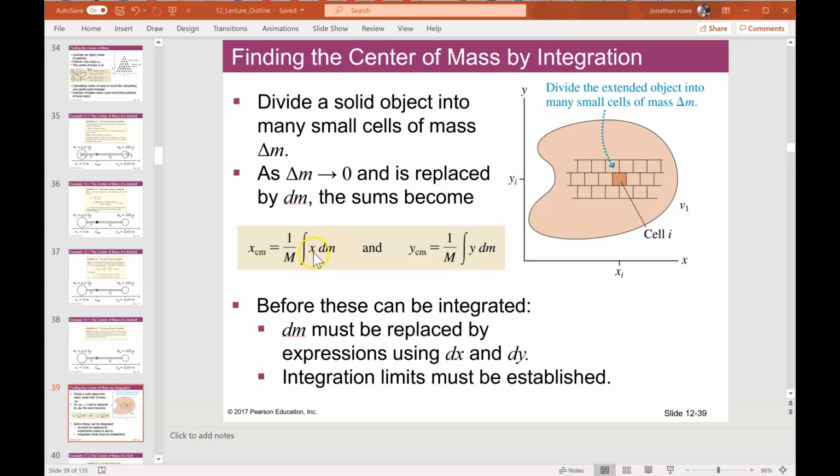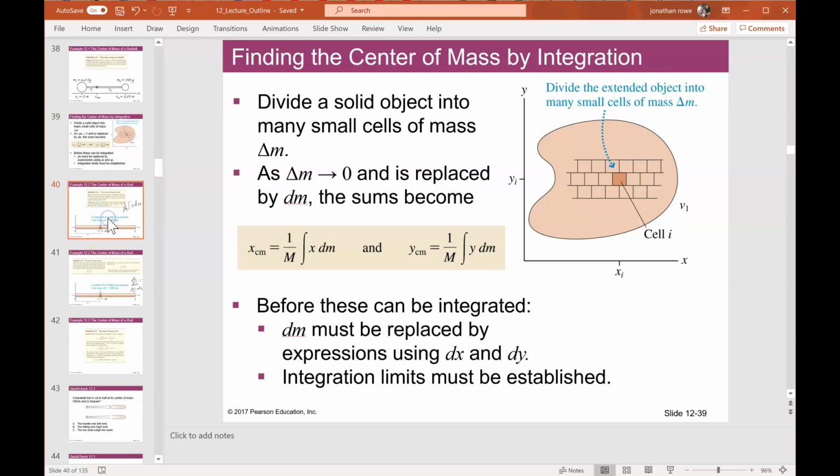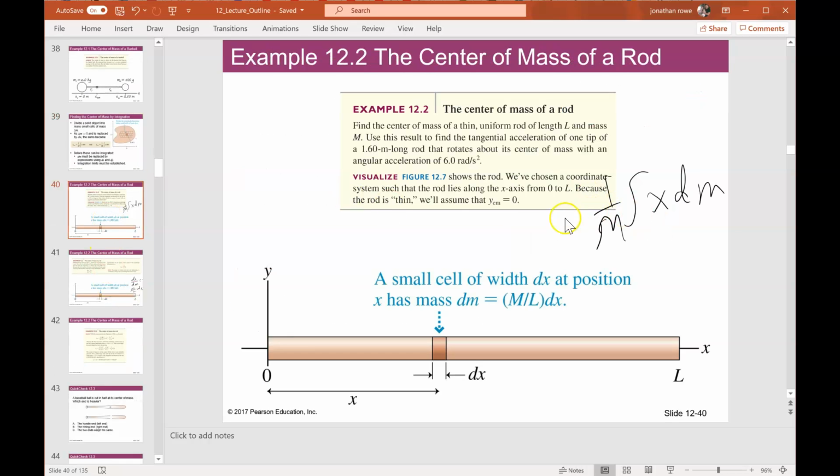Notice it says dm here must be replaced by something to do with an x, since x is the variable here. The variable of integration needs to be x. And here it needs to be replaced with something with y. We'll talk about how that's going to happen. So this is a good example to tell us how it's going to happen.